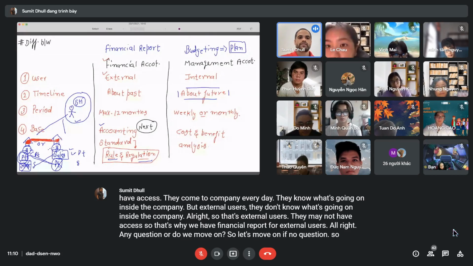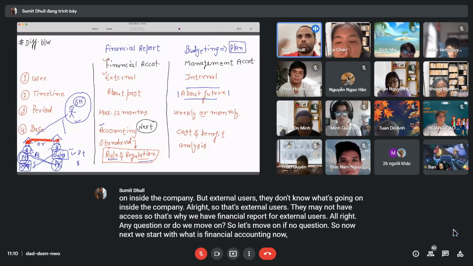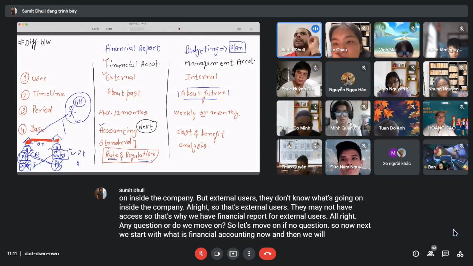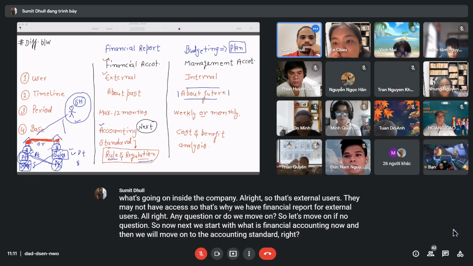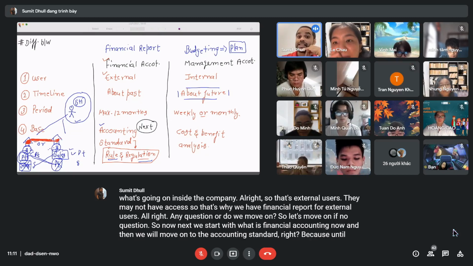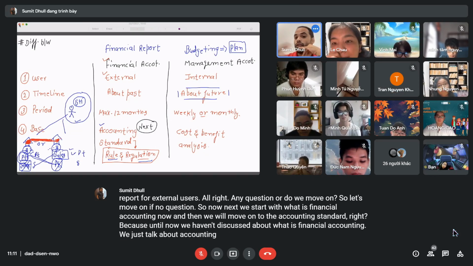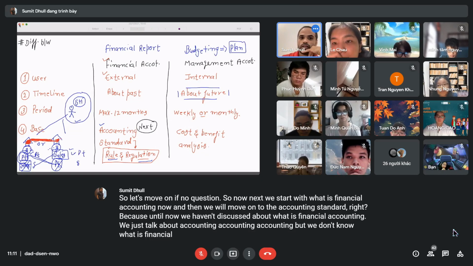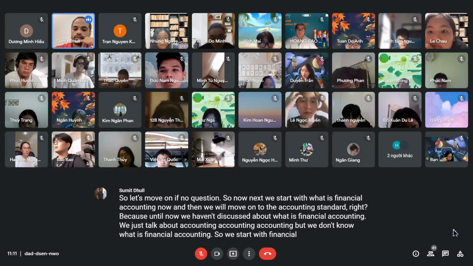So next we start with what is financial accounting, and then we will move on to the accounting standard, right? Because until now we haven't discussed what is financial accounting. We just talked about accounting, but we don't know what is financial accounting. So we start with financial accounting first.